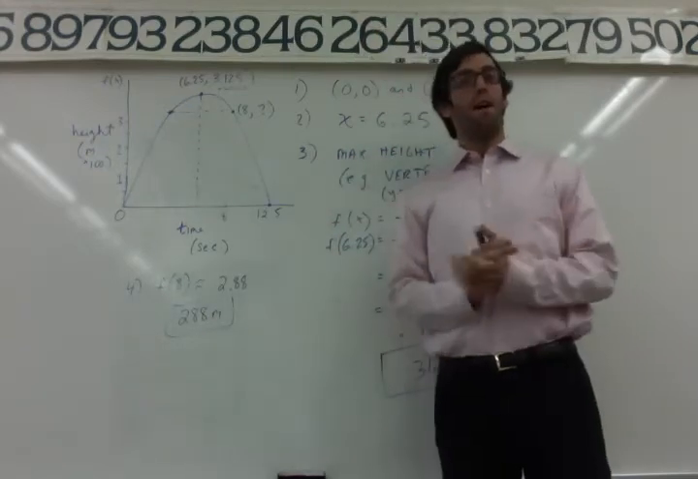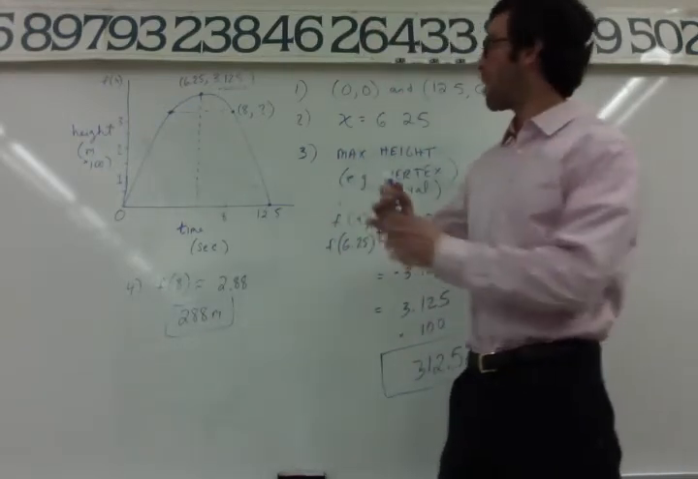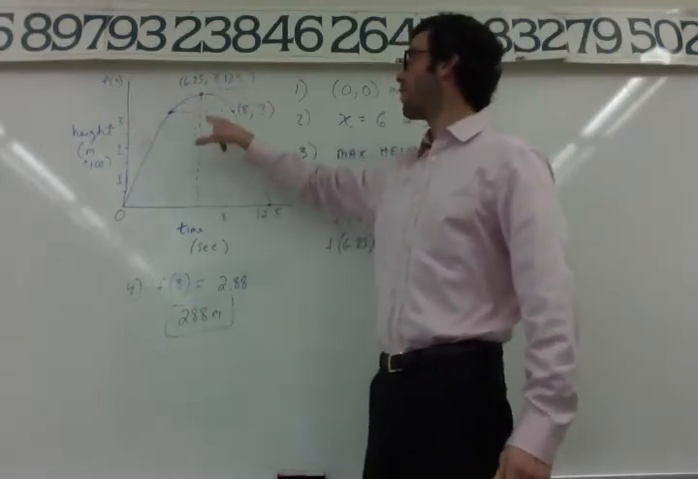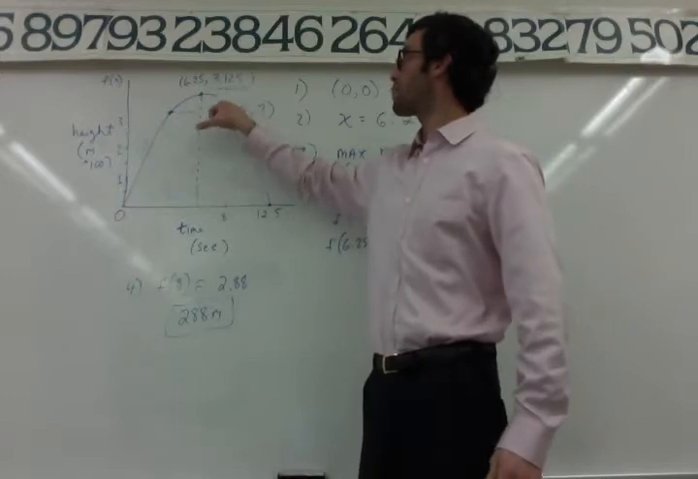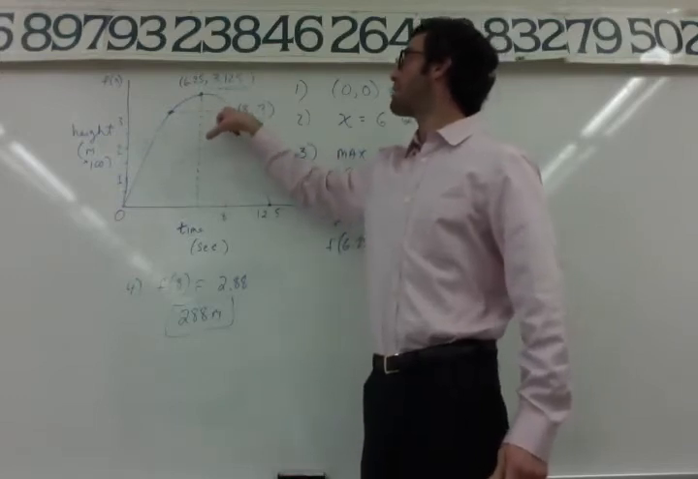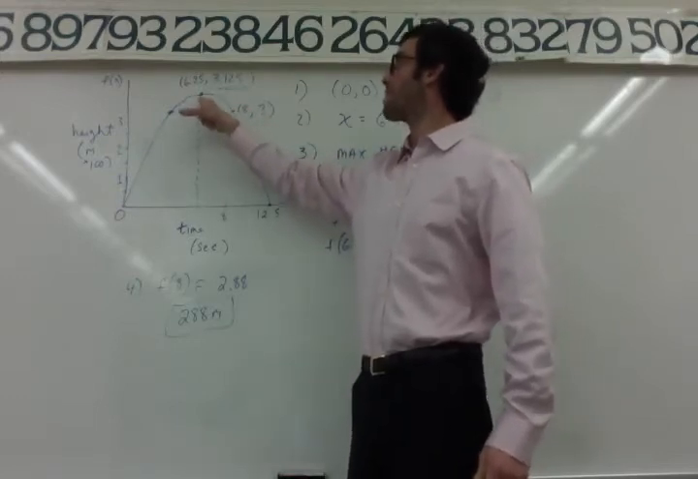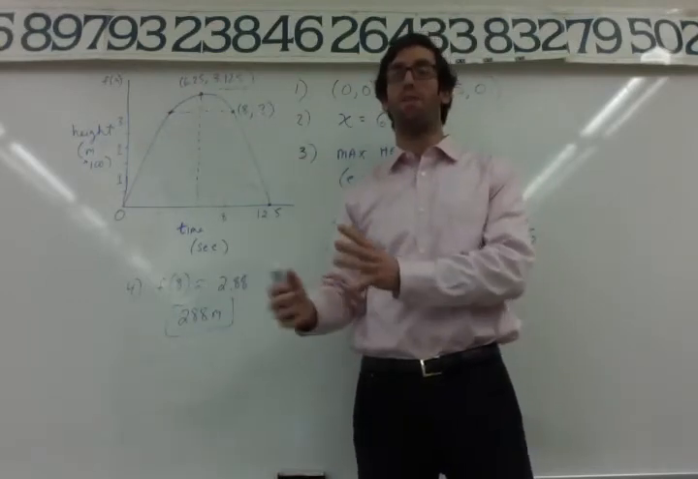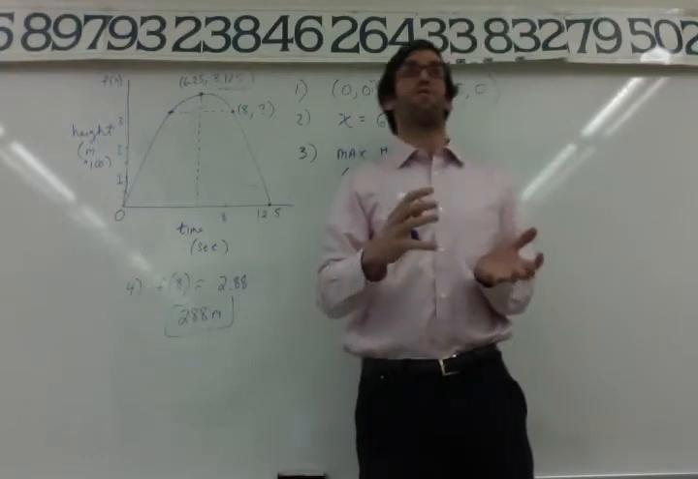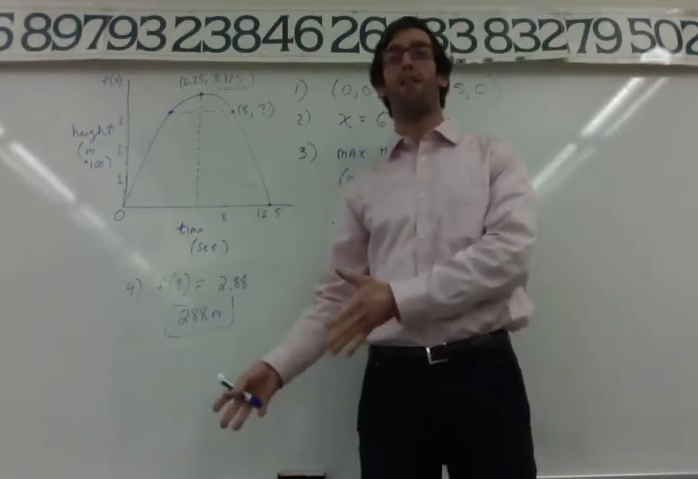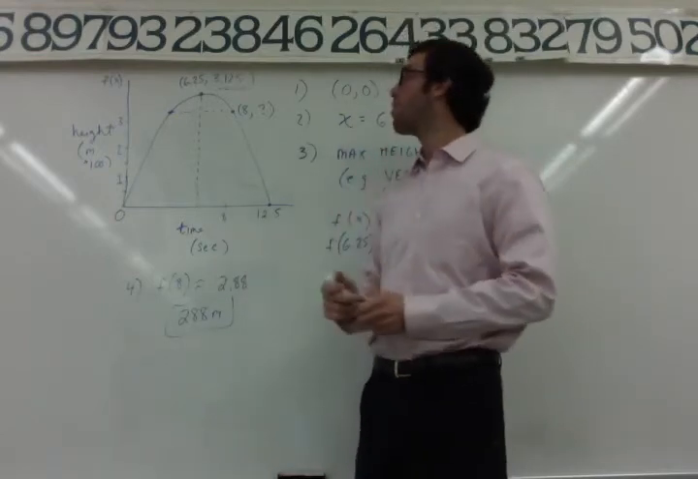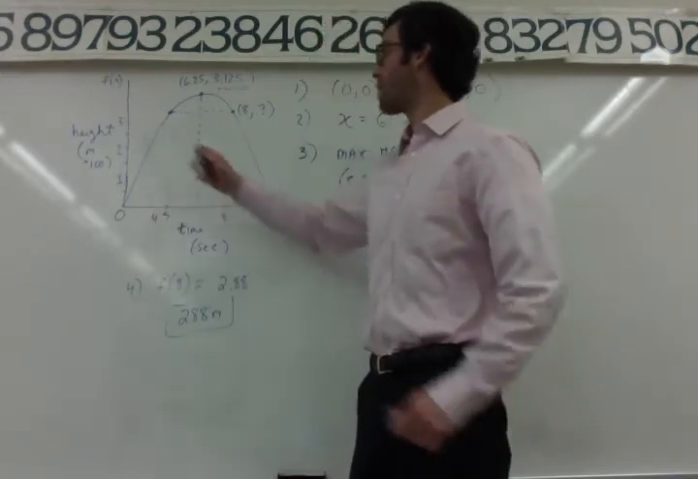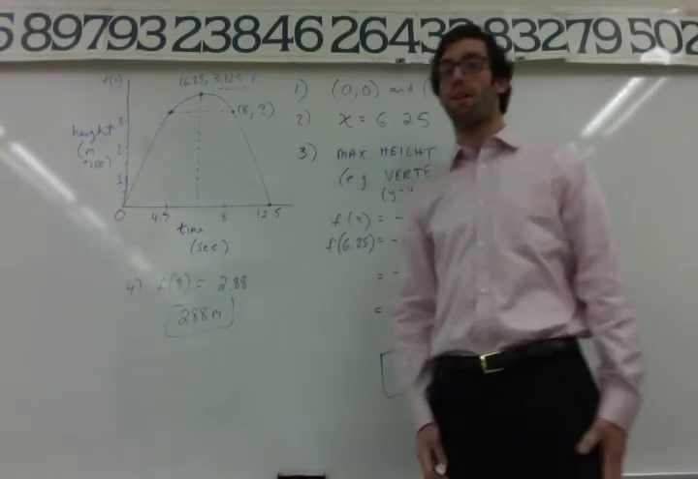Well, if you think about it, because of symmetry, 8 is how far from 6.25? Well, it's 1.75, right? 8 is 1.75 more than 6.25. So if we go 1.75 back, so 6.25 minus 1.75, well, 6.25 minus 2 is 4.25, so it's 4.5. Right? So 4.5 seconds would give us the same y value, 288 meters.